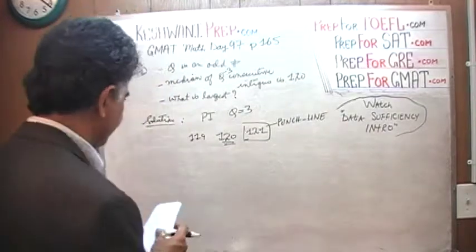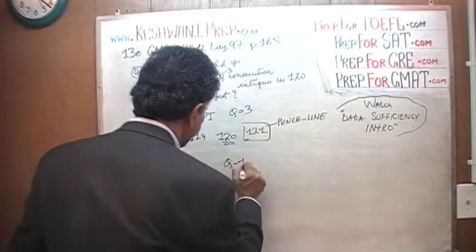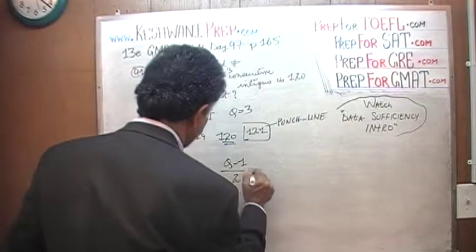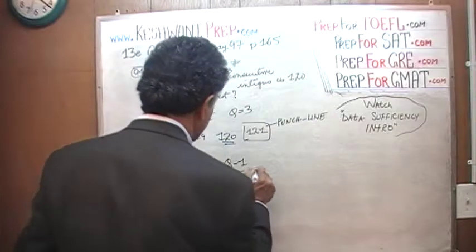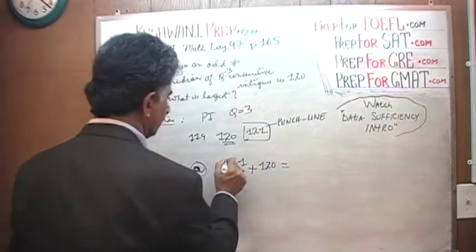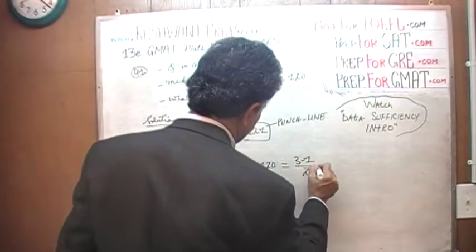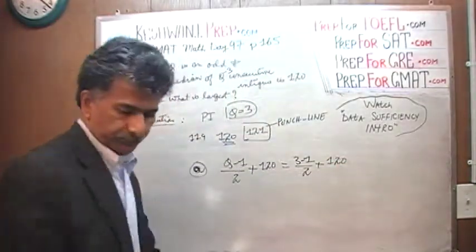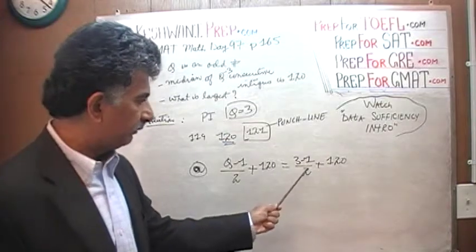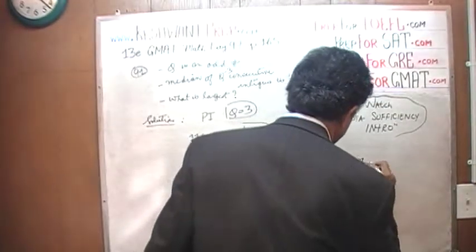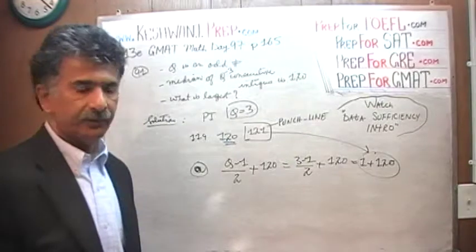Answer choice A says (q minus 1) over 2 plus 120. Now remember, q is equal to 3. So (3 minus 1) over 2 plus 120. Well, 3 minus 1 is 2. 2 over 2 is 1. So it's just 1 plus 120, which is exactly what we're looking for. 121. There we go. We got lucky.